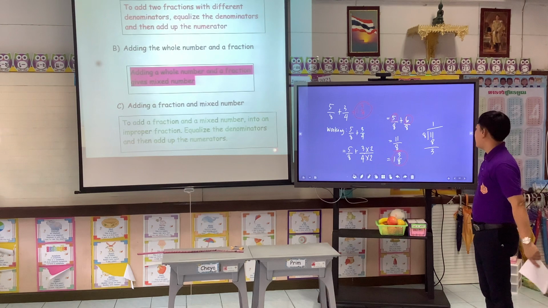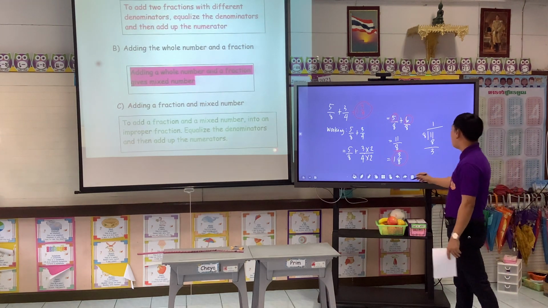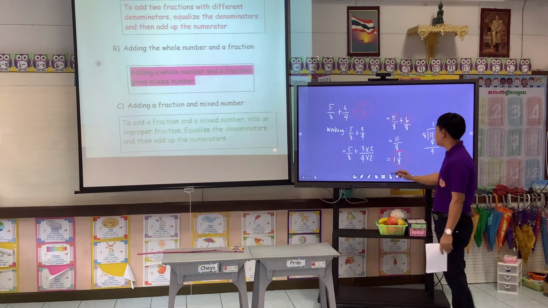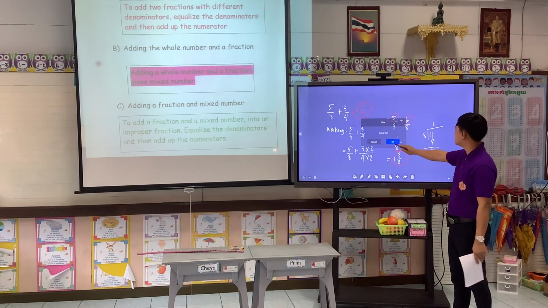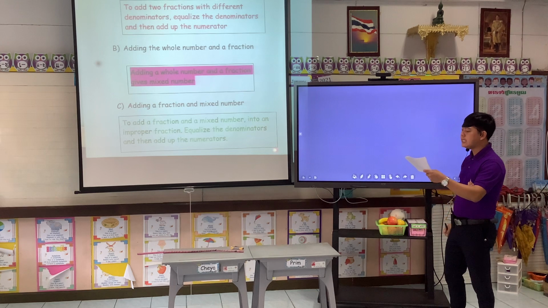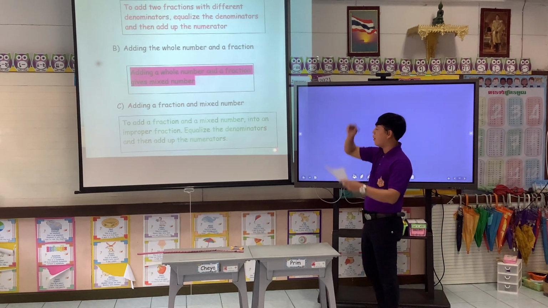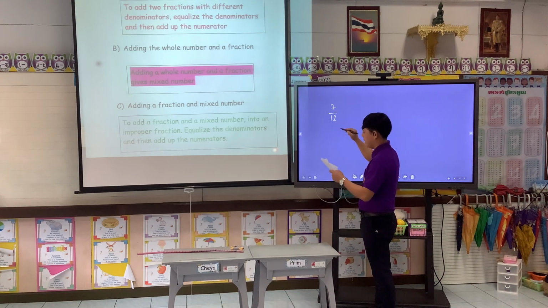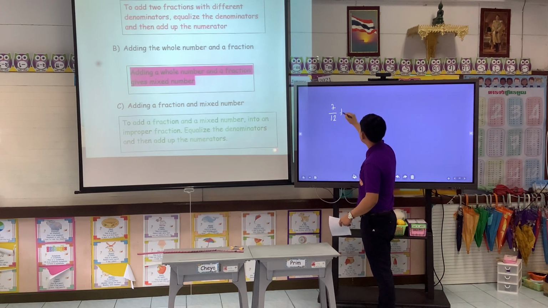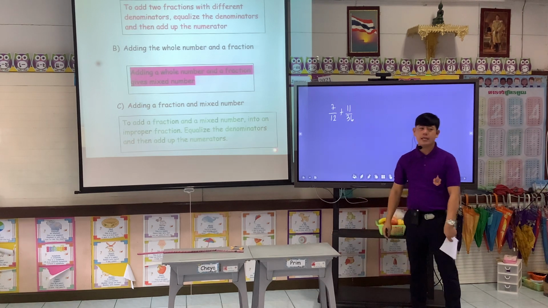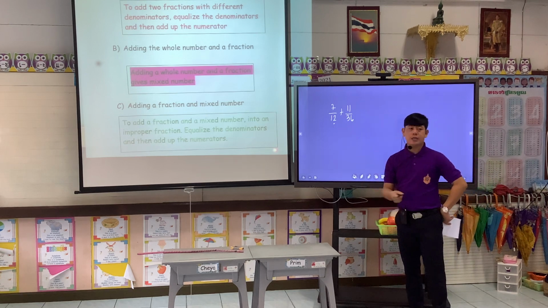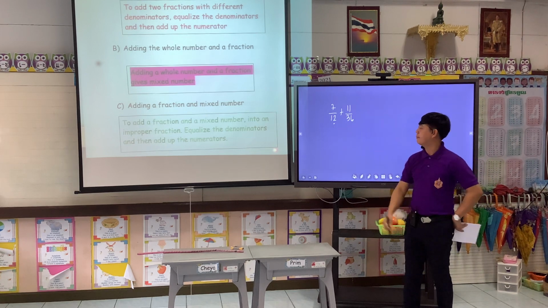Next. Do you understand? I have one more example. I need to erase this. So next example, one more: 7/12 plus 11/36. As we said, the denominators are not the same.